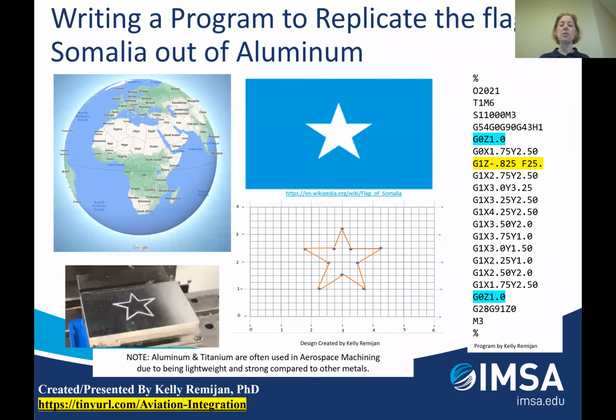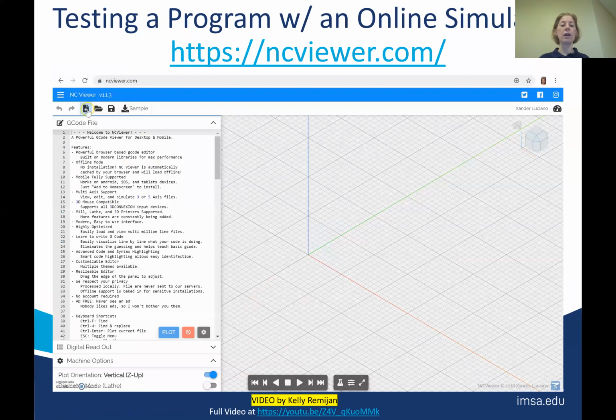There's lots of things that students could design. You could connect different cultures, different countries, this being the flag of Somalia, located in Africa.